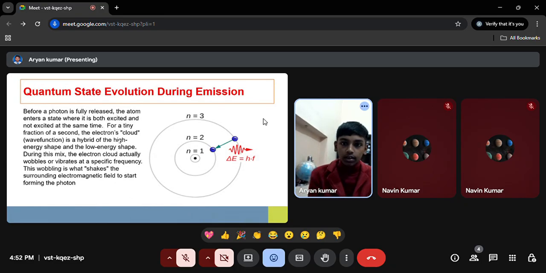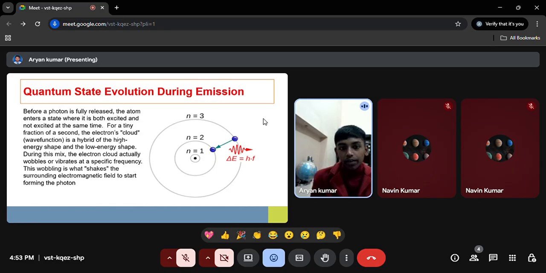Quantum state evolution during emission. Before a photon is fully released, the atom enters a state where it is both excited and not excited at the same time. For a tiny second, the electron cloud wave function is a hybrid of the high energy shape and the low energy shape.